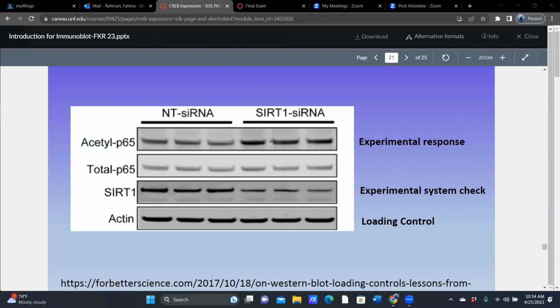So remember, I had some non-specific silencing RNA, and then I had SIRT1 specific silencing RNA. So on this side, I should just have the normal amount of SIRT1. And then on this side, I should have reduced or no expression of SIRT1. Is that the case? Did my experimental system work? Did my siRNA, the silencing RNA, work? Did it inhibit SIRT1 expression? Yes or no?